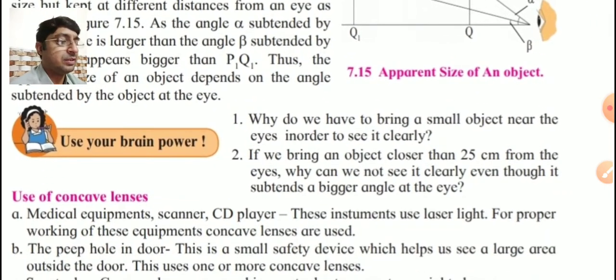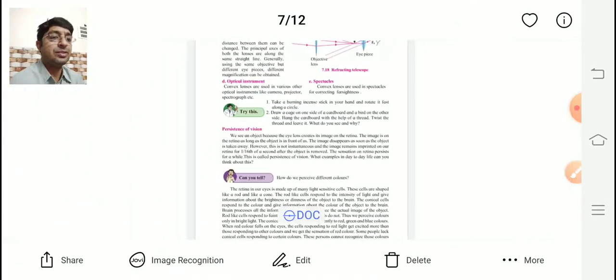Now use your brain power. Why do we have to bring a small object near the eyes in order to see it clearly? And second question, if we bring an object closer than 25 centimeter from the eyes, why can we not see it clearly even though it subtends a bigger angle at the eye? This is a give reason question, the third give reason question given in our exercise. Now you check the answers of these questions.